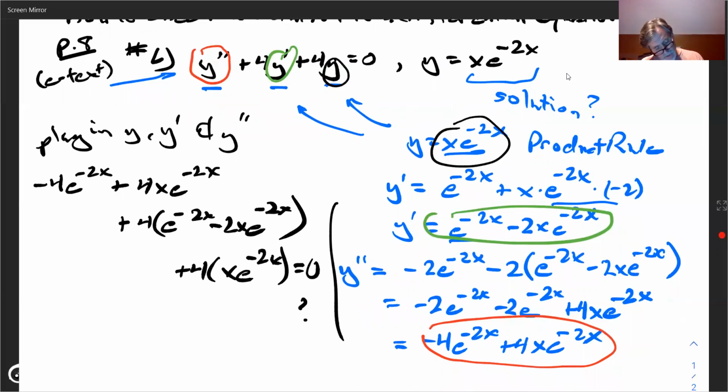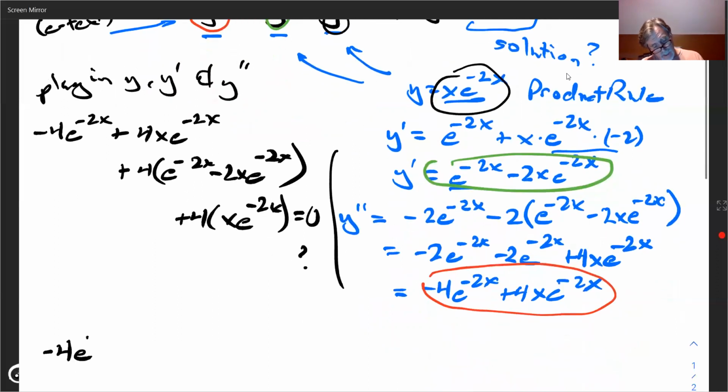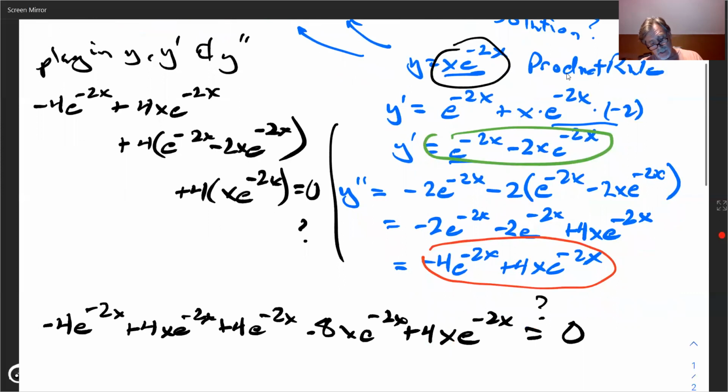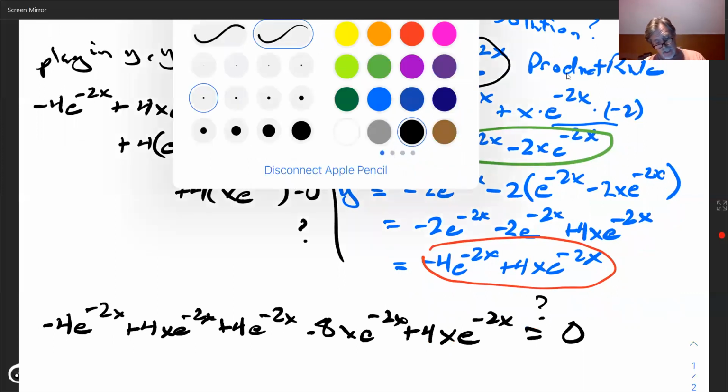We have, write it down here, minus 4 e to the negative 2x, plus 4x e to the negative 2x. Then we have plus 4 e to the negative 2x. And then we have minus 8x e to the minus 2x. And then finally, plus 4x e to the minus 2x. And question mark, is that equal to 0? Let's see. Let's change the color here and see what happens.